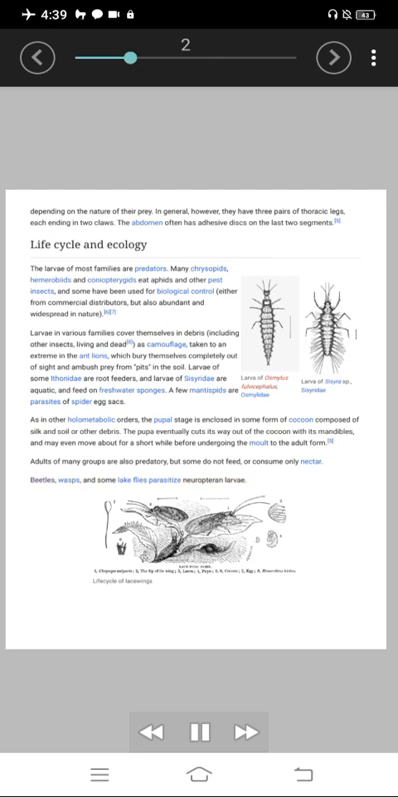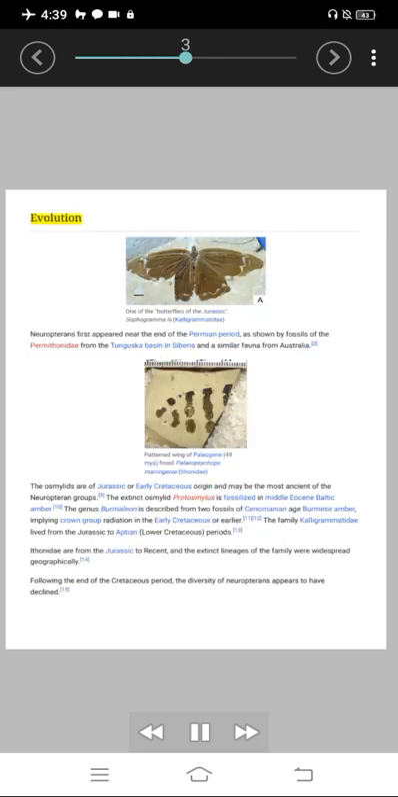Life cycle of lacewings. Life cycle and ecology. Evolution. One of the butterflies of the Jurassic, Sophogramma, Calligrammatidae. Neuropterans first appeared near the end of the Permian period, as shown by fossils of the Permithonidae from the Tunguska Basin in Siberia and a similar fauna from Australia.